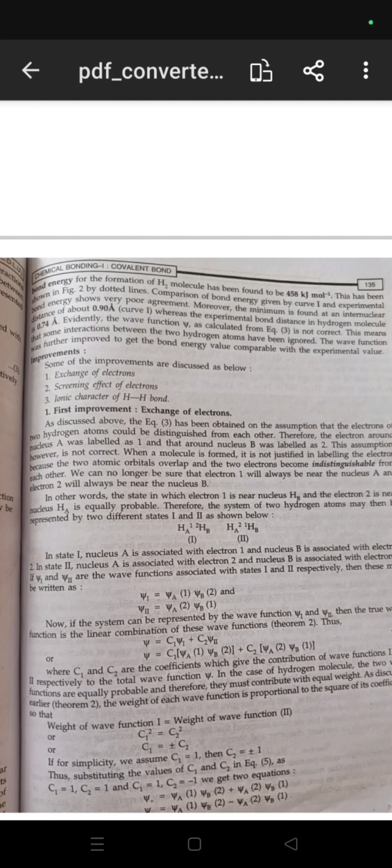Some improvements are discussed below. First, exchange of electrons. Second, screening effect of electrons. Third, ionic character of H-H bond. First, improvement: exchange of electrons. As discussed above, equation 3 has been obtained on the assumption that the electrons of the two hydrogen atoms could be distinguished from each other.